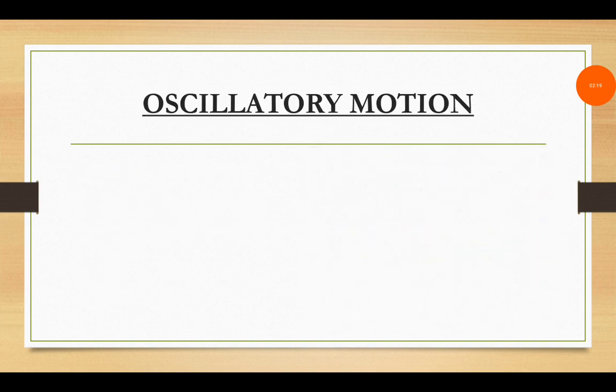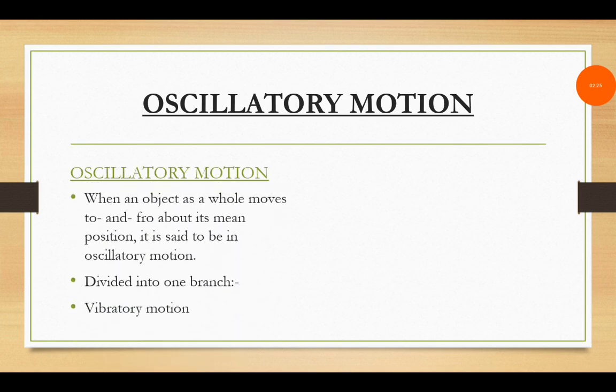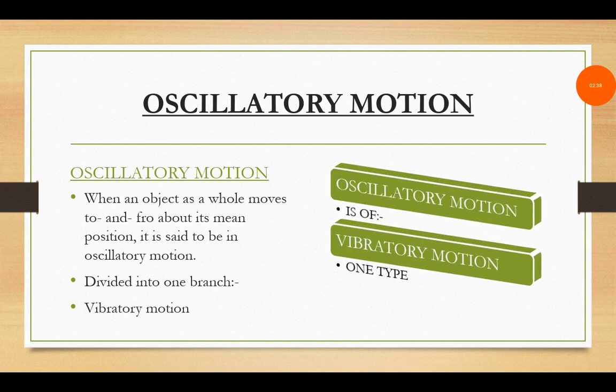Then we have oscillatory motion. When an object as a whole moves to and fro about its main position, it is said to be in oscillatory motion. And it is divided into one branch, vibratory motion. So we know that oscillatory motion is of one type, that is vibratory motion.